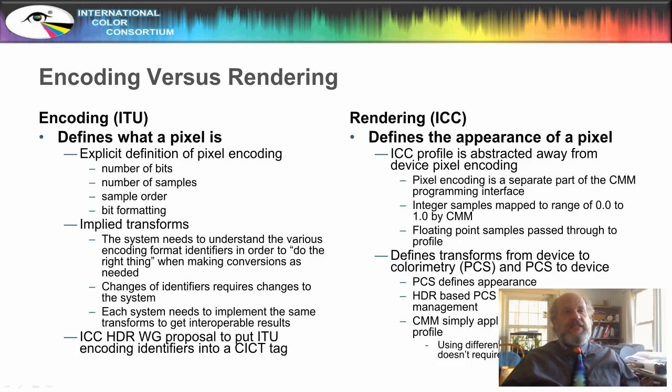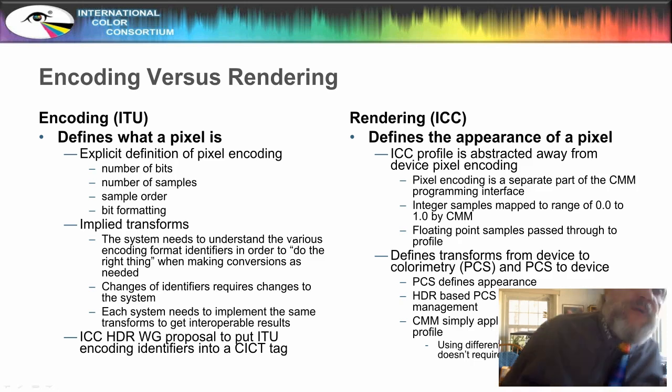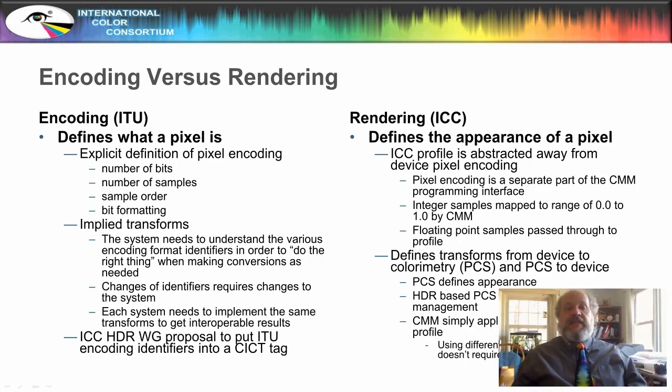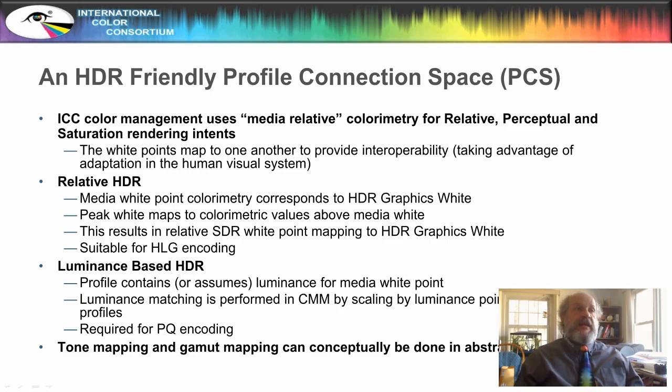A significant difference is that ICC defines transforms from the device to the colorimetry using a profile connection space, and PCS to device. The PCS defines the appearance, and an HDR-based PCS is needed to do HDR color management, and the CMM simply applies the transforms in the profile. What this really means is that if you want a different kind of transform, you put what you need into the transform, and it doesn't require CMM or system changes. The ICC is in the process of putting a proposal together to put ITU encoding identifiers into a CICP tag.